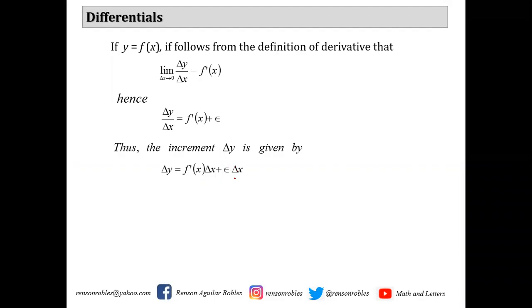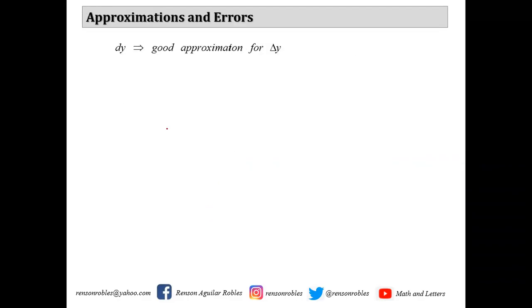And since this epsilon is numerically very small when delta x is also a very small number, we see that delta y is given approximately by f prime of x delta x, which is what we call the differential of f of x, and this is denoted by dy or d of f of x. And since, from the preceding article, the differential dy is a good approximation for delta y, dy differs but very little from delta y when compared to a small change delta x in the variable x.